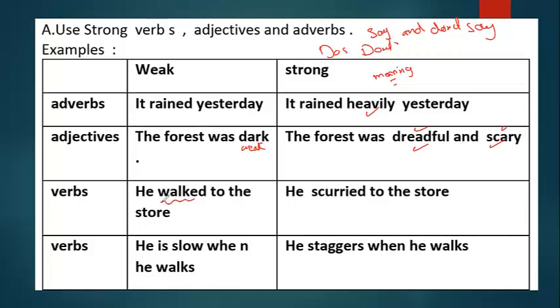Don't say he walked into the store, but you can say he scurried to the store. You can say he darted to the store, okay? You can say he stumbled. Whatever the meaning you want to convey, use strong words. He is slow when he walks. The word slow is very weak, while this word is stronger. It shows how weak the person was while walking. He staggers. Okay, so again and again, use strong verbs, strong adjectives, and even strong adverbs.